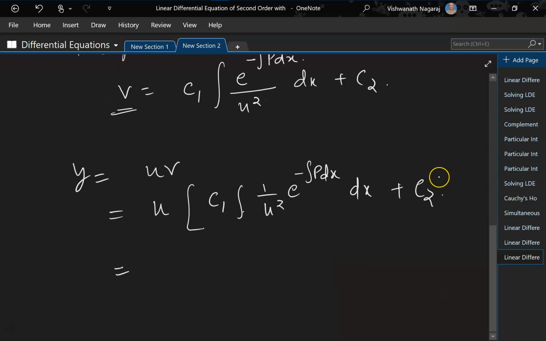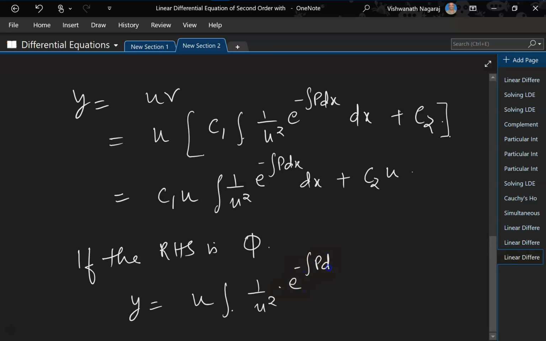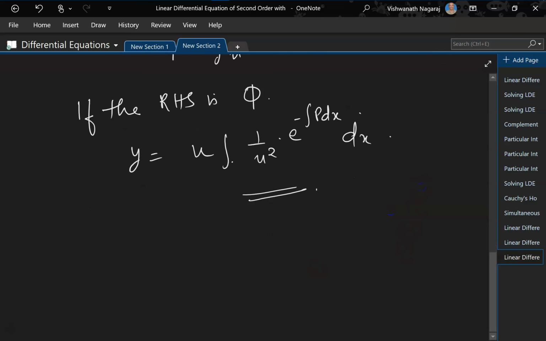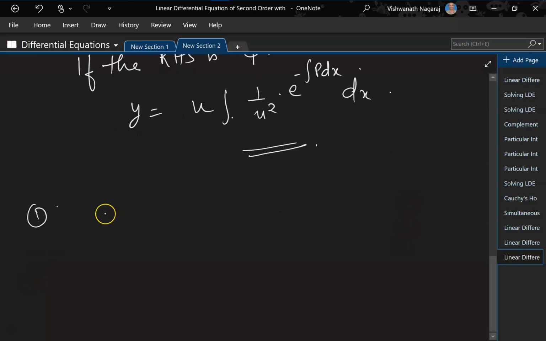Or what we can do is we can say c1 u integral of 1 by u square e to the power of minus integral of p dx dx plus c2 u. So in short, if the RHS is 0, then the formula becomes y is equal to u times integral of 1 by u square times e to the power of minus p dx dx. Okay, now let's actually solve a problem of this type, right? So let's solve a problem and see how this works out.